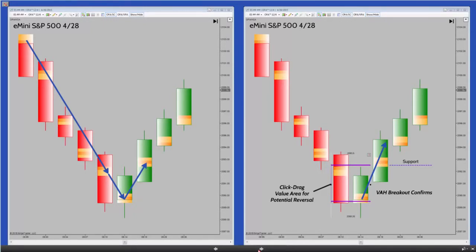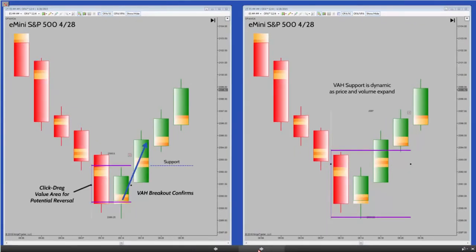So here is a shot of the value area expanding along the way. You can see it continues to act as support for the move. And obviously, when we look at a live chart, you'll see how it moves automatically in real time. So just bear with me.